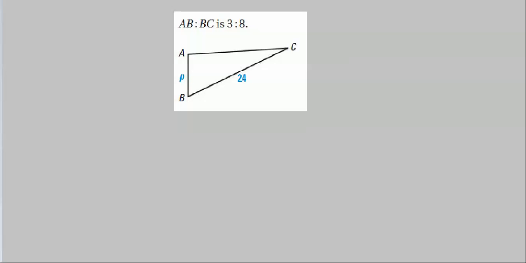Yeah, here's one that's not too bad. You can probably just about do this in your head. We got that the ratio of AB to BC, there's AB here, here's BC here, is 3 to 8. So we could write that the ratio of P to 24 equals 3 to 8.